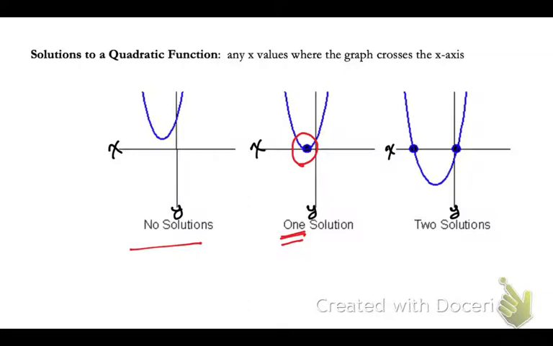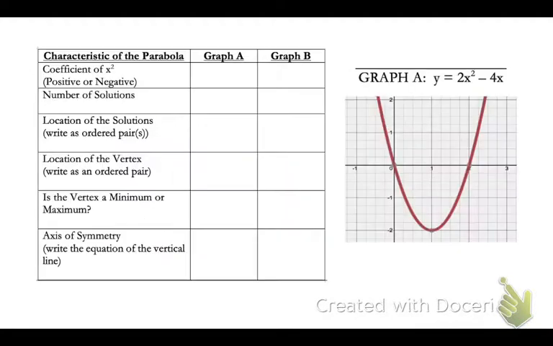And on my third graph, the parabola crosses the x-axis twice, so that has two solutions. So any quadratic function can have 0, 1, or 2 solutions depending on how many times it touches the x-axis. Now, let's use some of this stuff.